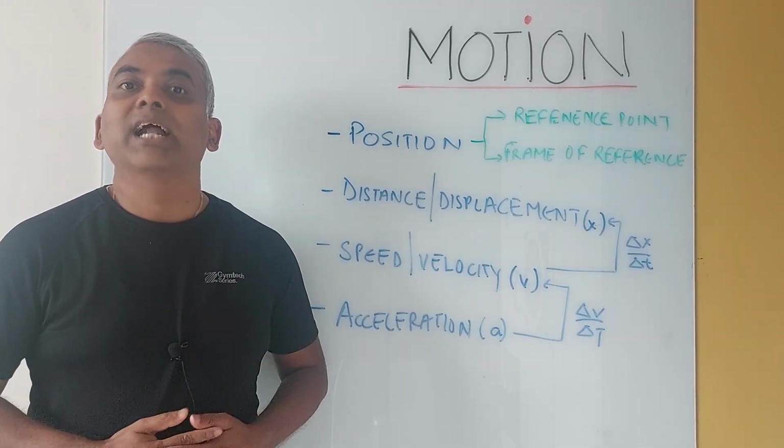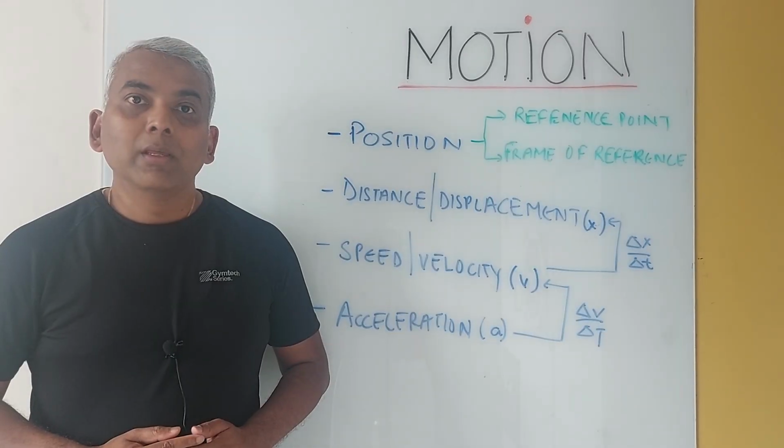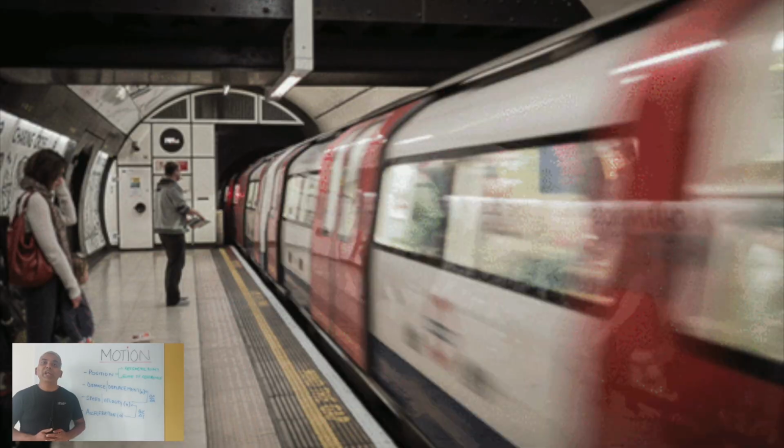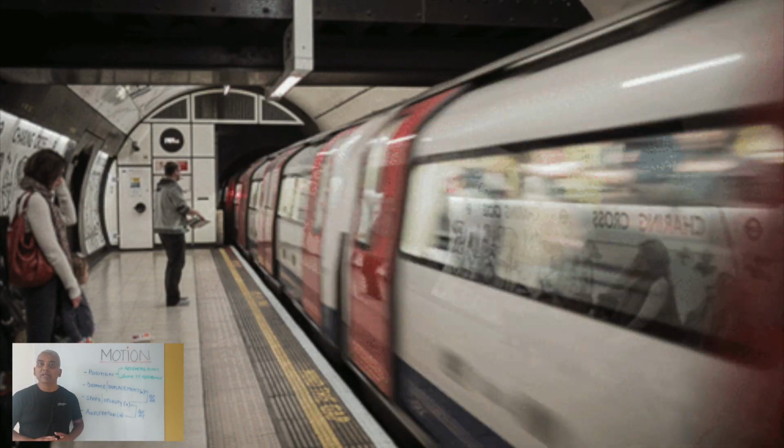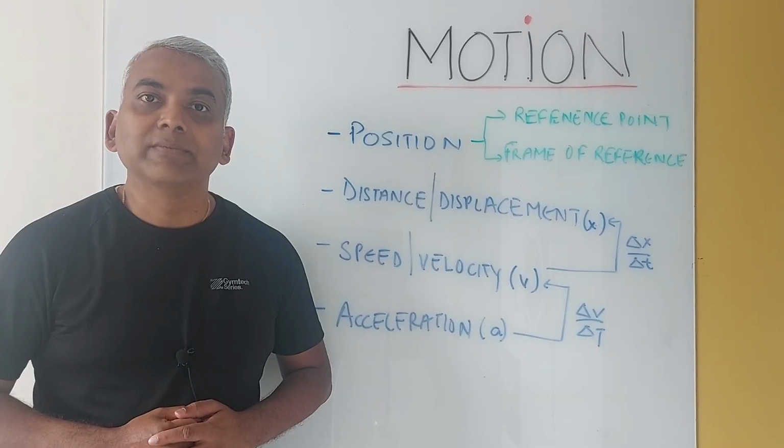Let's try to understand this with a few examples. If you measure the position of a train with respect to a stationary person on the platform, we can say that the train is moving with respect to the person. Here the person is the reference point and the train is the moving object.